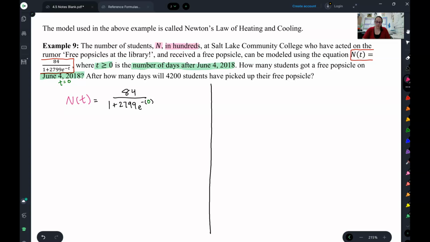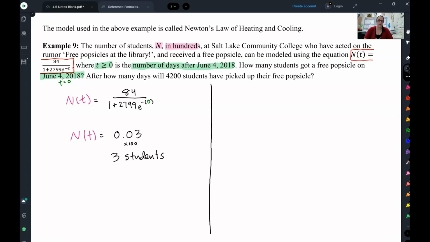Well, that is already all solved. I can just type that whole thing into my calculator. Type that into my calculator, I get 0.03. And remember, this is hundreds of students. So if I times this by 100, that also gives me that there are 3 students. So on the first day that this rumor starts spreading about free popsicles in the library, 3 students have gone to get a popsicle. Next, it asks, after how many days will 4,200 students have picked up their free popsicle?